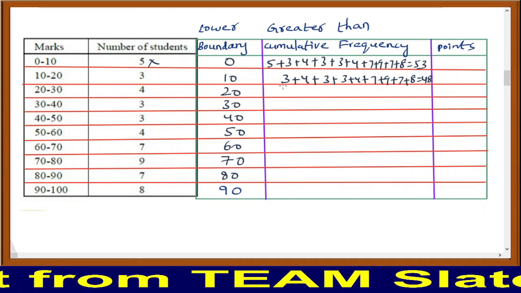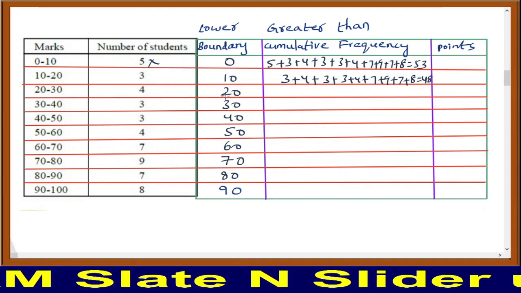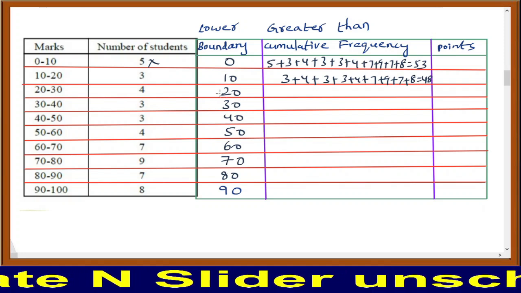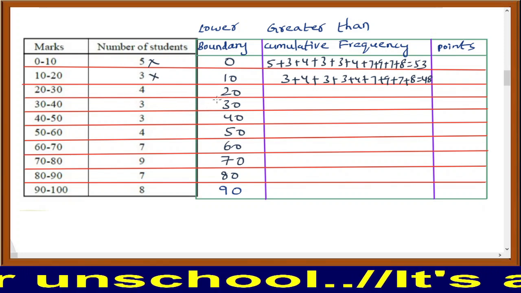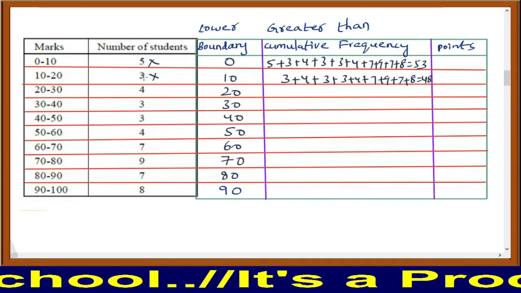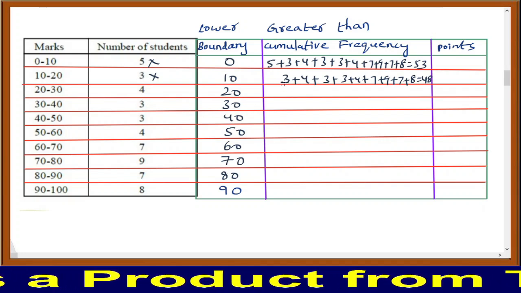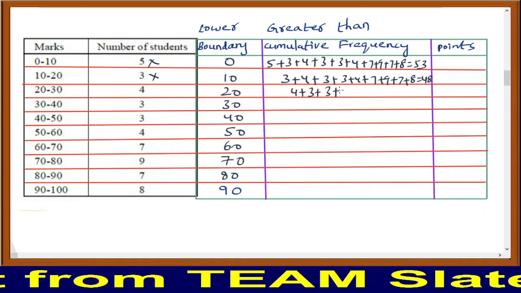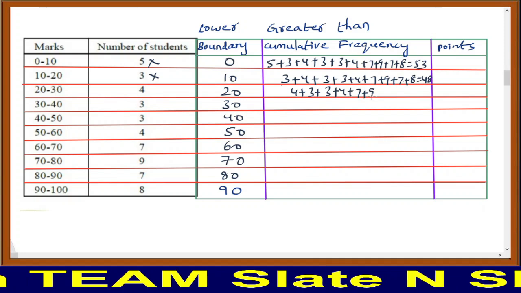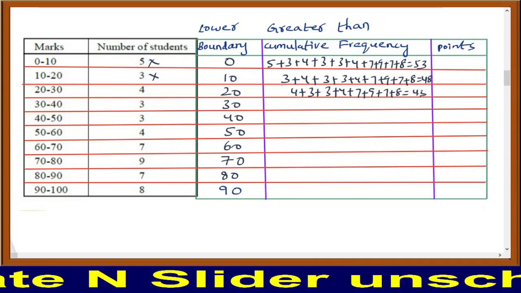In the next step, the lower boundary is 20. That means number of students who got above 20. Above 20 means these 3 students will not come in this interval. So just leave 5 and 3. So remaining terms should be added. So here we should not write 3, just leave it: 4 plus 3 plus 3 plus 4 plus 7 plus 9 plus 7 plus 8. So it will become 45.